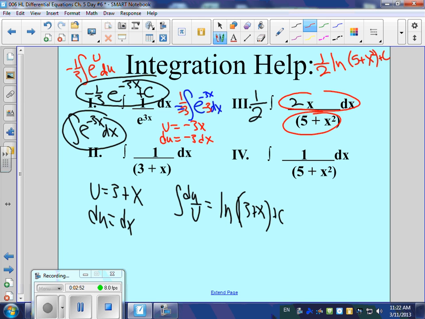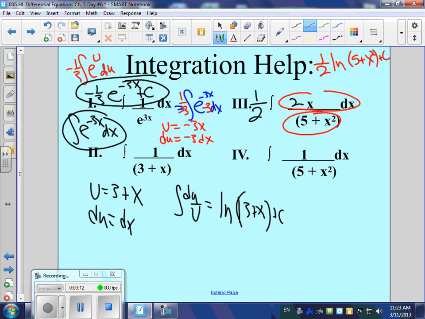Then we come to this one, 1 over 5 plus x squared. Just that x not being there, does that make it easier or harder for us? A lot harder. What are you going to use for a technique? Anybody remember? Yeah, which one? One of the trigs.